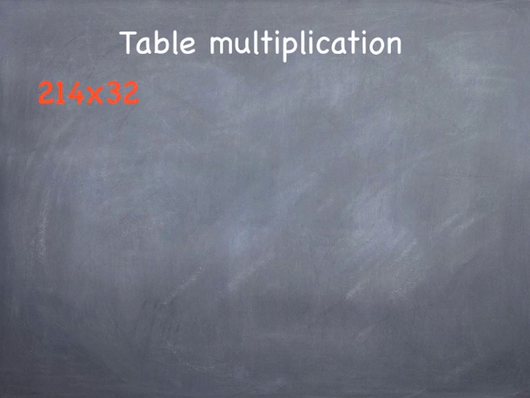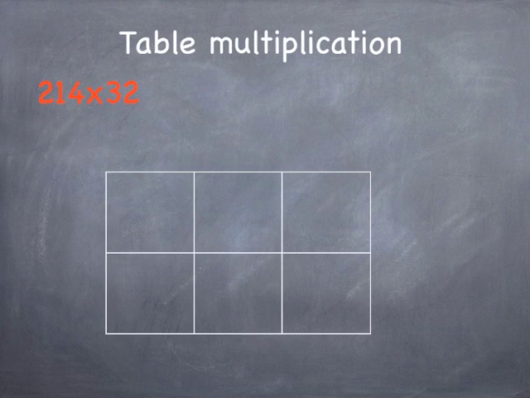Let me use a three-digit number this time, say 214 times 32. Because of the three digits, I'll need a larger table with 3 columns. Put the parts of the 214 along the top, and the 30 and the 2 down the side. And now I fill the cells. 200 times 30. Well, 3 2s are 6. And then add the 3 zeros, 6000.